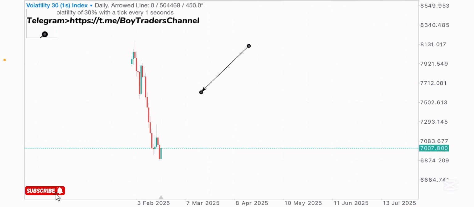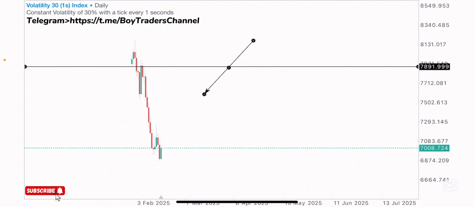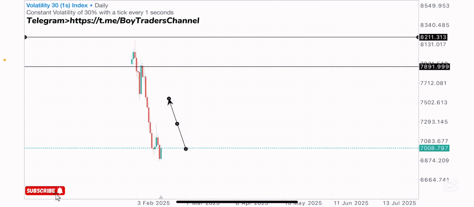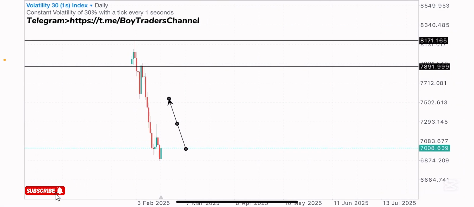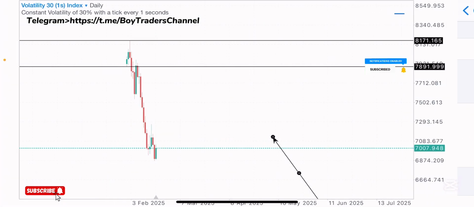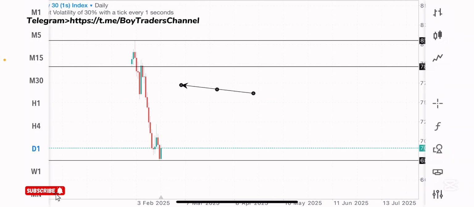And in this index's existence, we had a decline in price value. This index opened at the price value of 7,891. We had these little gains. Price rose to the price value of 8,171 before we had a massive decline in price value, and price is currently at 7,008. Yeah, it fell to as low as 6,874. So what do we expect of this index?